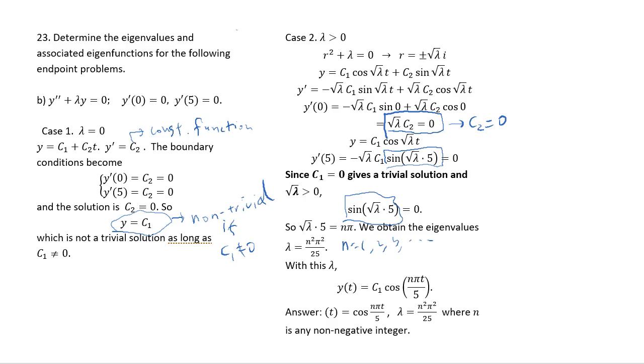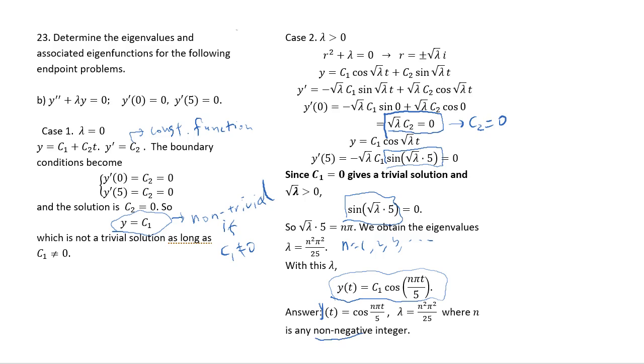And then if you replace this lambda by this thing in here, right here, C2 is 0. So you have y equal to C1 cosine. Square root of lambda is n pi over 5, so you get n pi over 5 times t. Okay, so that is your y of t. And then y of t is cosine n pi t over 5, and lambda equals n squared pi squared over 25, where n is any non-negative integer.